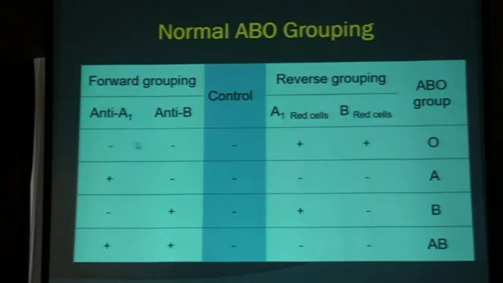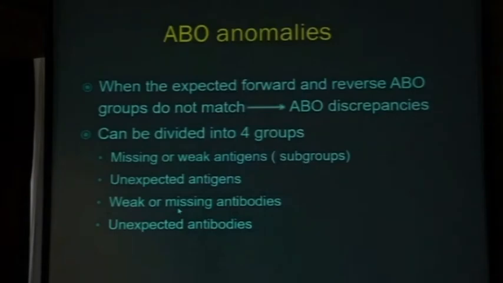Like here, if there is no A or B antigen, there will be a reaction with anti-A cells and anti-B cells, and it will be O blood group. Otherwise, A antigen will be A blood group, or B antigen will be B blood group.